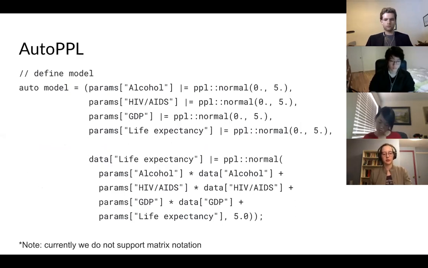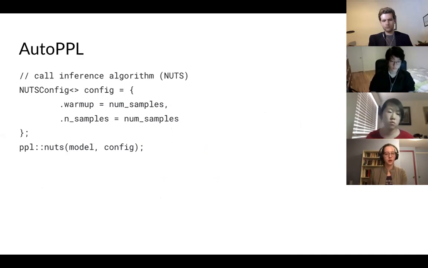It's worth noting that we currently don't support matrix notation, which is why our model expression is not as compact as Stan's. But we're hoping that adding matrix notation will make this a lot more compact and easy to read in the future. Once we've defined the variables and defined our model, we specify a configuration for a sampling algorithm, and then we call a no U-turn sampler.